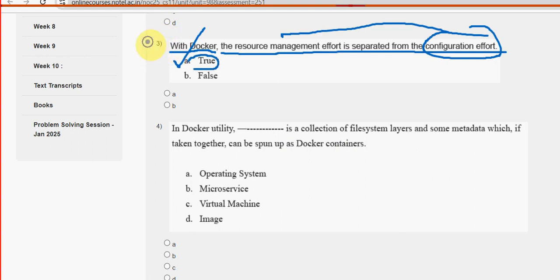But in the lecture materials they have given, resource management effort, they swapped this, right? But separation is anyway, if B is separated from A or A is separated from B, both are same, right? So with that context, we are going with option A, true, right?